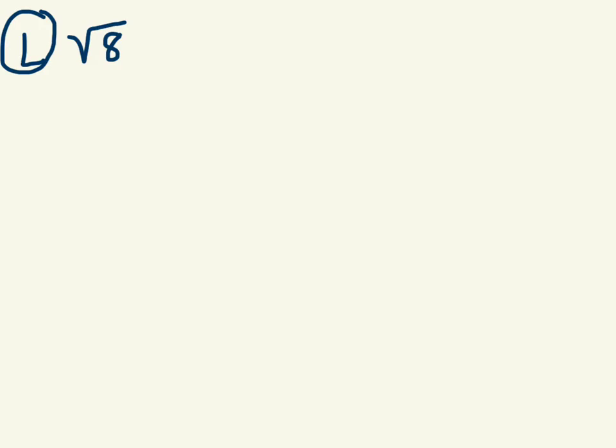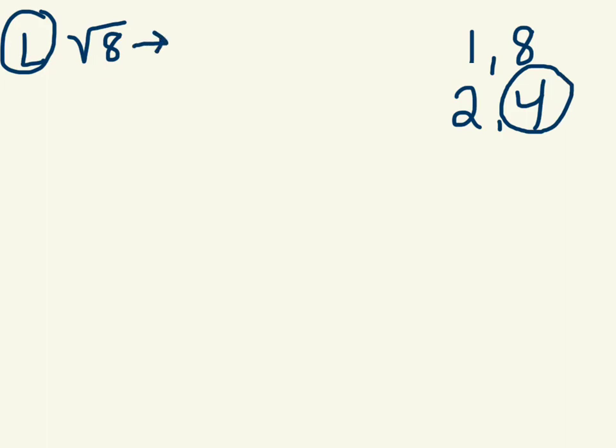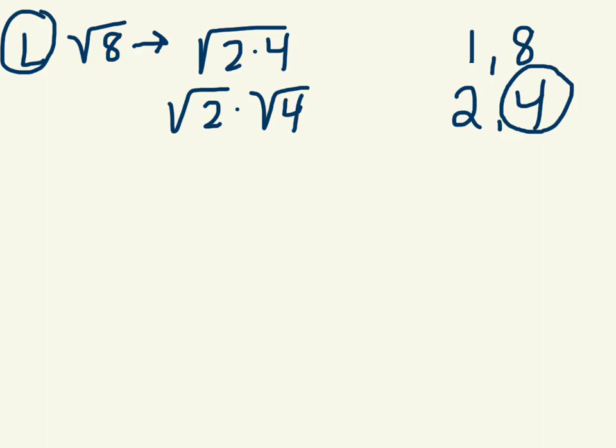So starting with L, the square root of 8. I'm going to list out my factors of 8, 1 and 8, 2 and 4, and that's it. Circle my perfect square numbers, and 4 is it. So I'm going to simplify the square root of 8 as the square root of 2 times 4, which is the square root of 2 times the square root of 4. The square root of 4 is 2, so I end up with 2 times the square root of 2.